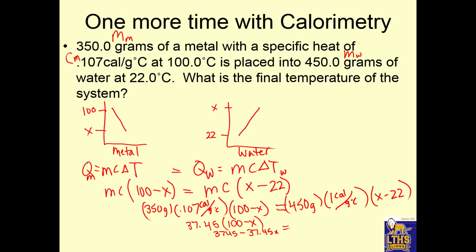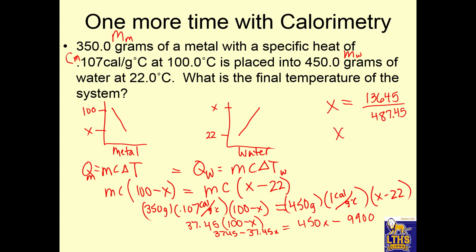All right, on this side, we have 450 times 1. Okay, that's 450. So we have 450x minus 450 times 22, which is 9,900. Okay, so then we bring the 9,900 to this side, bring the 37.45x to that side, and eventually we find out that X equals 13,645 divided by 487.45.